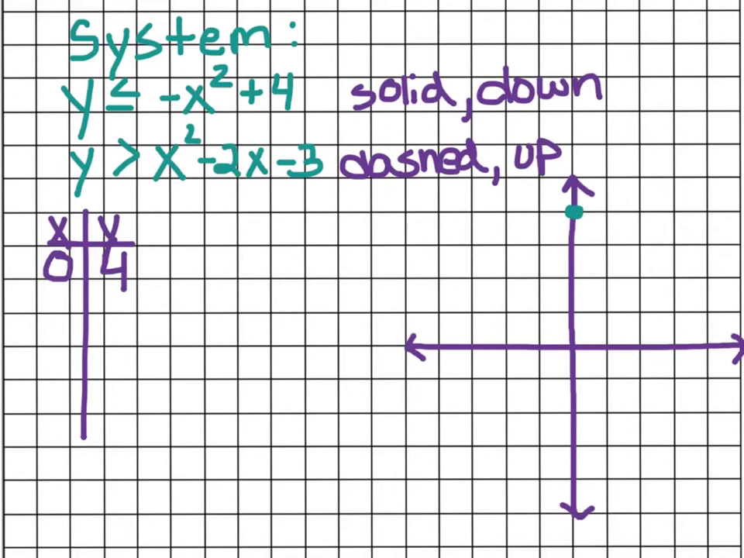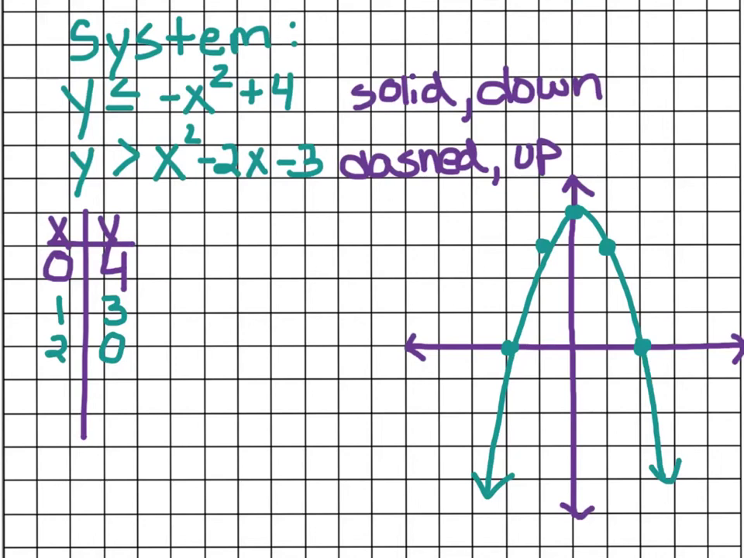If we plugged in a 1, then I would say negative 1 squared plus 4. So negative 1 plus 4 is 3. Have a point at 1, 3. Which I will mirror across negative 1, 3. If I plugged in a 2, negative 2 squared, so negative 4 plus 4 is 0. And I'll mirror that over here. This one's going to be solid, and we'll shade down, but I'm not going to shade just yet. I'm going to graph the other one.